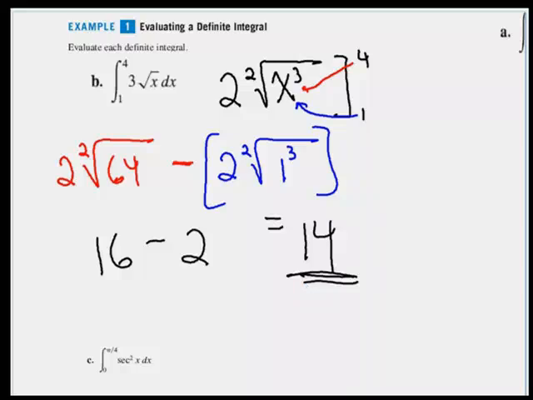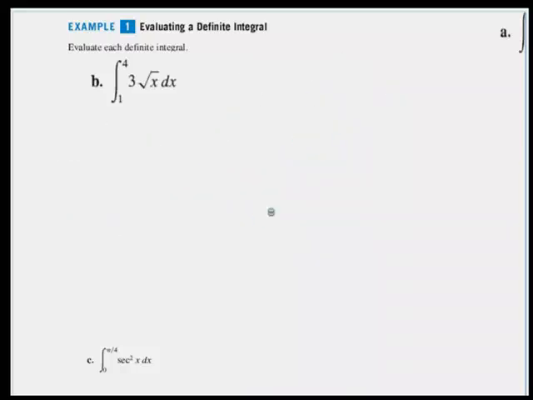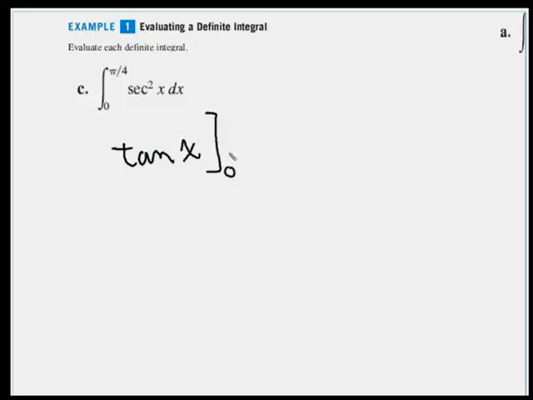The last one, letter C, we're not having fun in calculus unless we do a trig function. So here we have the definite integral from 0 to 1/4 pi of secant squared dx. So now we've got to think, what did we derive to get secant squared? Well, that's tangent. Tangent of x, and then we're evaluating that from 0 to 1/4 pi. Plug in the upper limit, the tan of 1/4 pi, minus the lower limit, tan of 0.